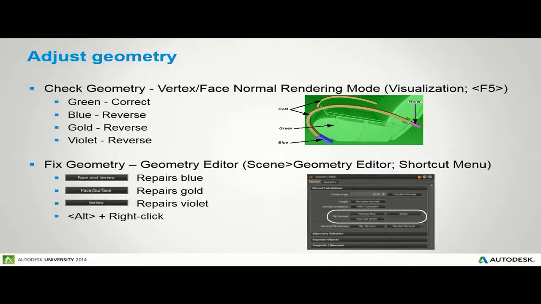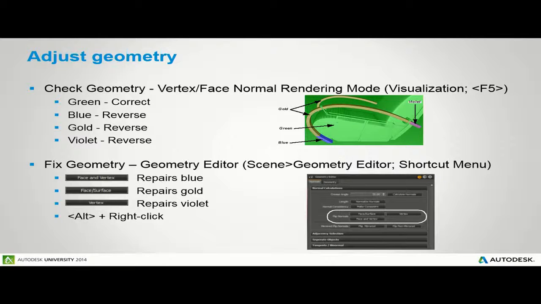Green geometry is the correct geometry, which shows that all the vertex normals and face normals are facing outwards towards the camera. That is how they should be, for the materials to show up nicely and for the lighting to reflect better. So if you have blue, gold, or violet, you need to correct those and make them green.